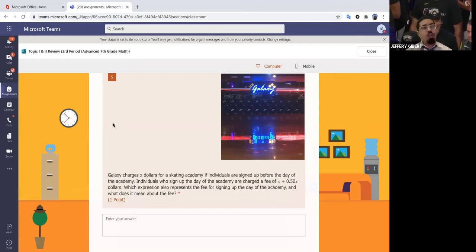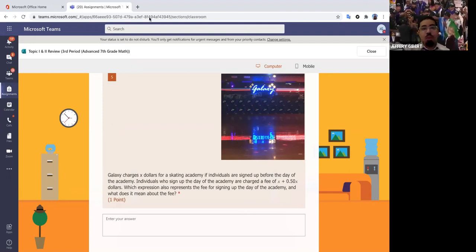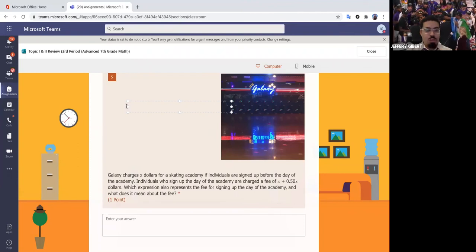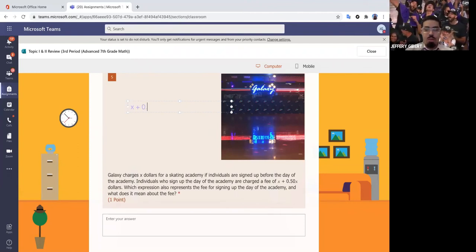All right, does anybody want to guess what they think the expression would be? All right, so nobody wants to guess. The way you do this is really easy. It's x plus 0.50x.